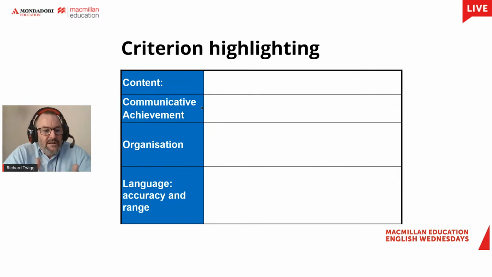And what about their language? You could look at language range and accuracy. You could look at vocabulary. You could decide, but as long as you have a set of criteria which are made available to the students, and you say, I'm going to provide you feedback on your writing based on these criteria or these areas. Okay.